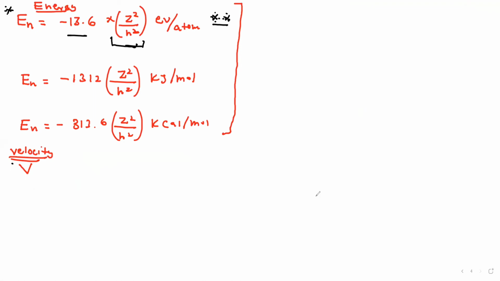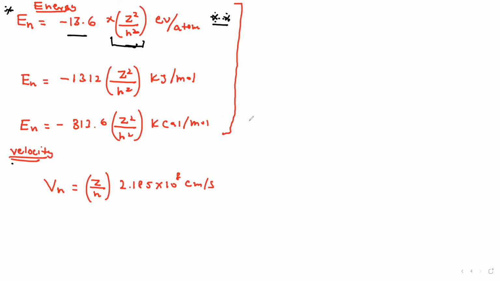The velocity Vn, very important, the velocity in the nth shell, equals Z by n, there is no square, times 2.185 times 10 power 8 centimeter per second. This is a very important formula to find the velocity for the given n value.